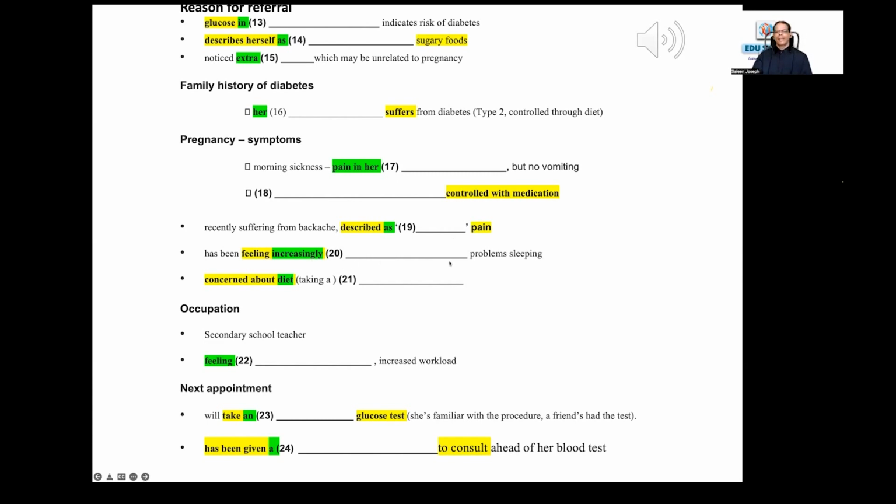Feeling increasingly dash. Okay, concerned about diet. So feeling, so the answer is that. Take an. Notice those words before and after. An oral glucose test has been given a to consult. Again, 'a' means now it will not be a vowel sound. The word will not start with a vowel sound.